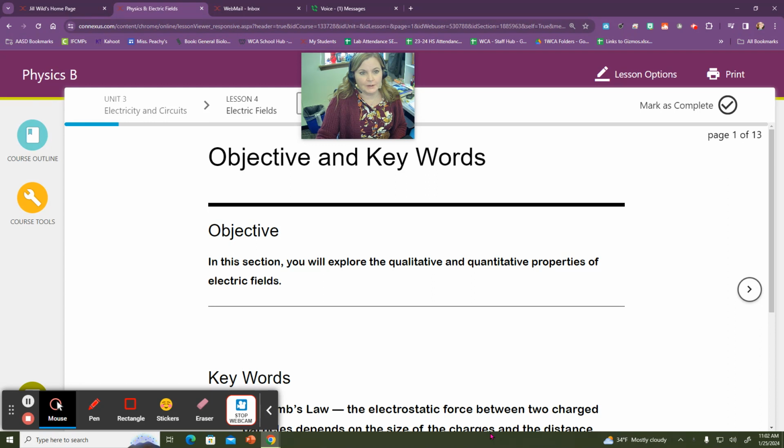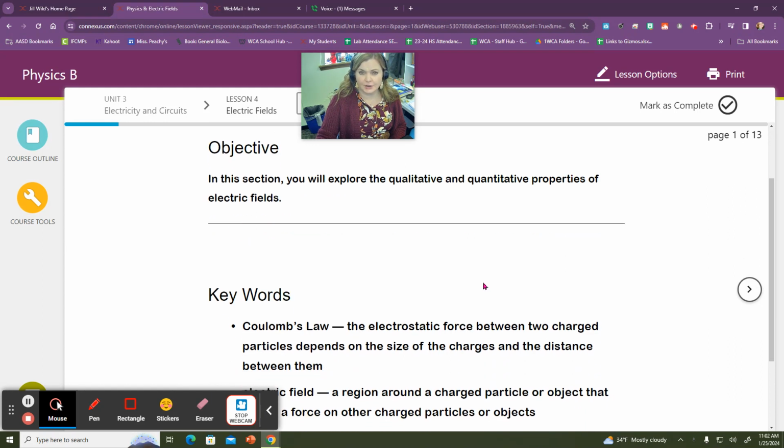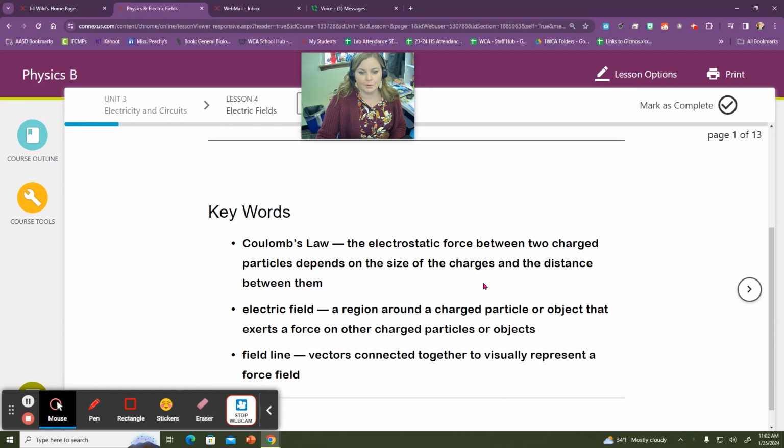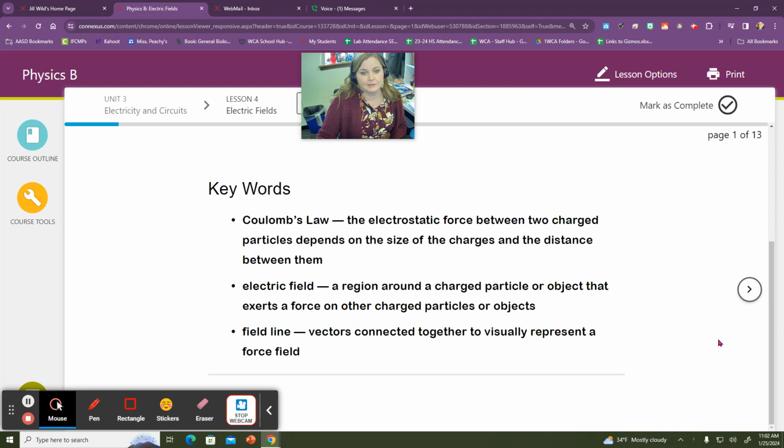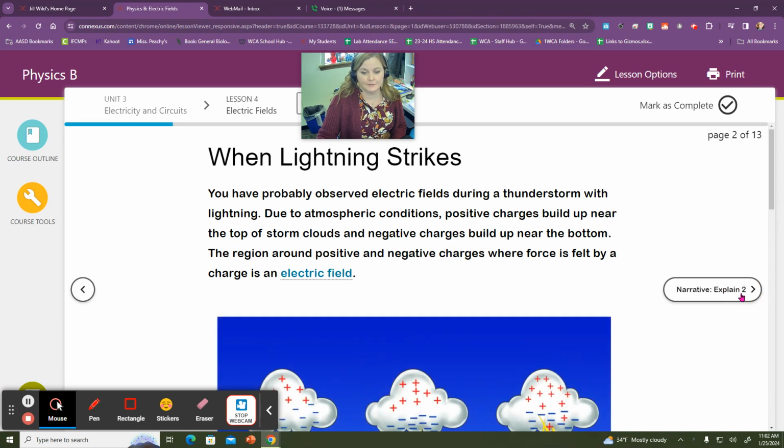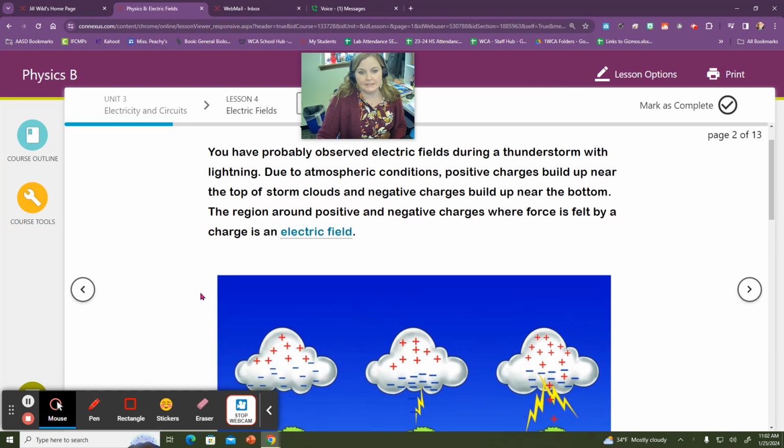We are looking at Unit 3, Lesson 4 on electric fields. It's not as long as the last lesson, but I think it's a bit more tricky. So let's go through the details. We have Coulomb's law, electric field, and field line as our first vocab words, and it's discussing what an electric field is.